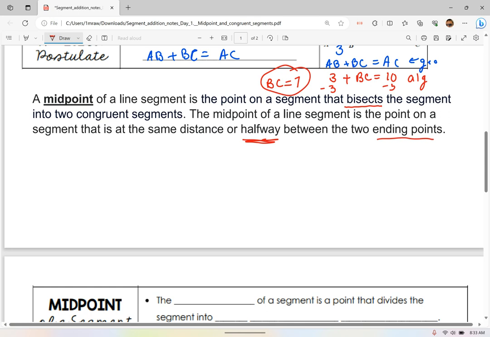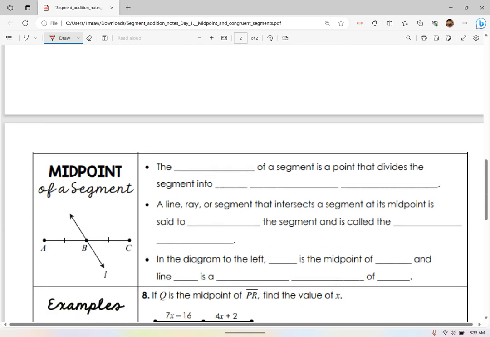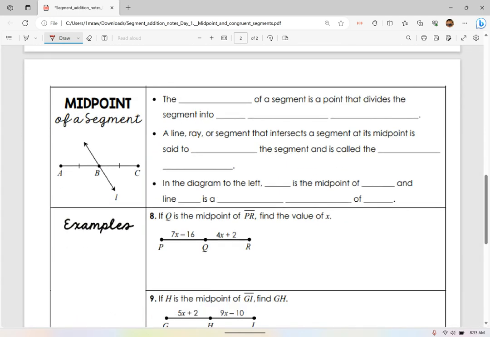There are two different types with midpoints. Today we're going to discuss it on a line segment. Next week we'll discuss it using an actual formula. So let's be very, very careful and mindful of that. Okay, so midpoint. The midpoint of a segment is a point that divides a segment into two congruent segments.